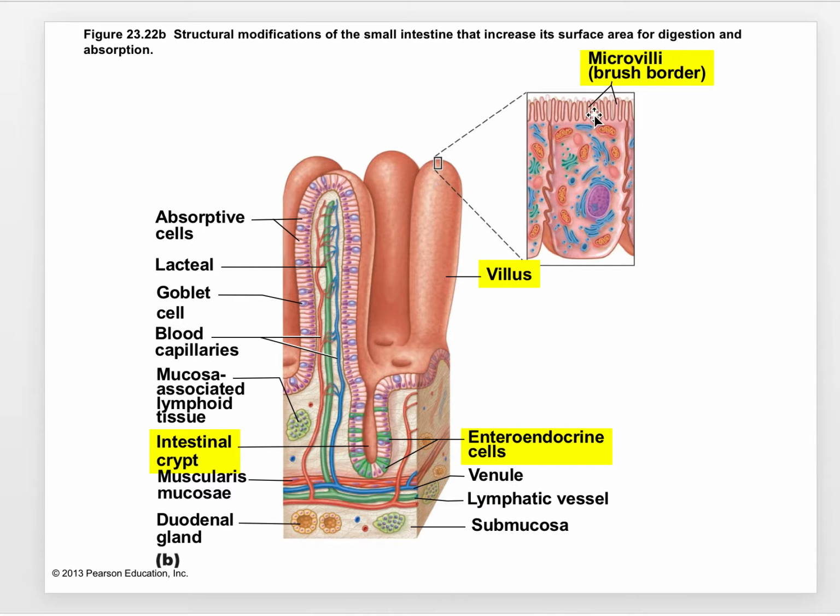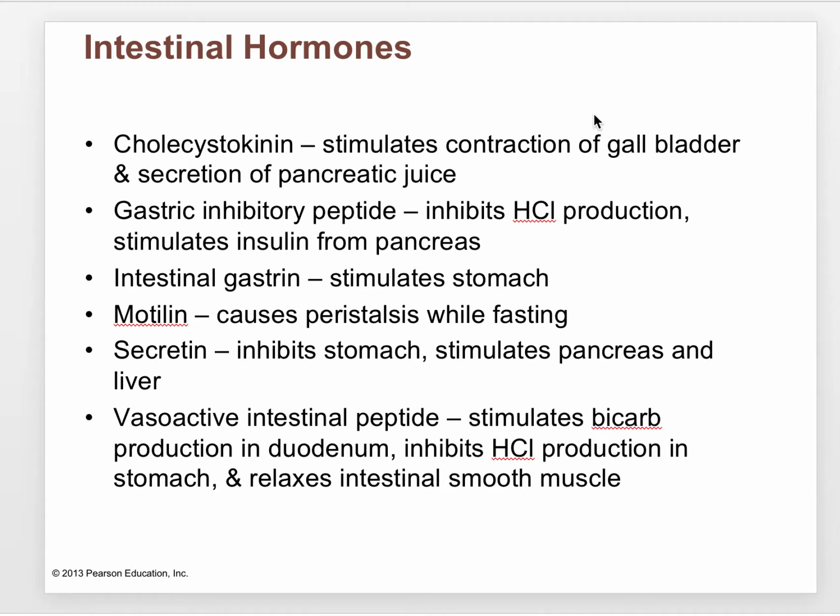There are several hormones produced by the intestine. Cholecystokinin stimulates contraction of the gallbladder and secretion of pancreatic juice. The gastric inhibitory peptide inhibits the hydrochloric acid production. Intestinal gastrin stimulates the stomach. Motilin causes peristalsis. Secretin inhibits the stomach and stimulates the pancreas and liver. Vasoactive intestinal peptide stimulates bicarb production in the duodenum and inhibits hydrochloric acid production in the stomach.